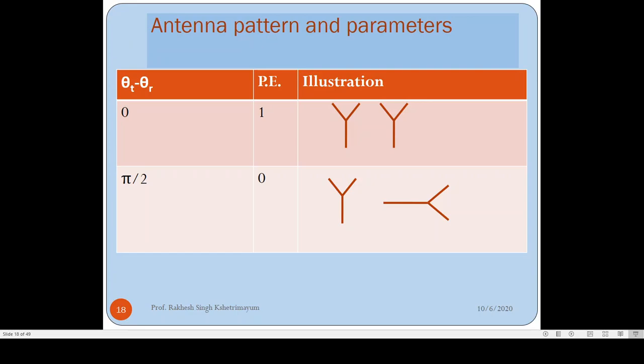So this is a very important concept you have here. If you want to have proper wireless communication between the transmitting antenna and receiving antenna, if both of them are linearly polarized, you have to align them in the same angle. If you align them in perpendicular direction, you won't be able to receive any kind of signal.